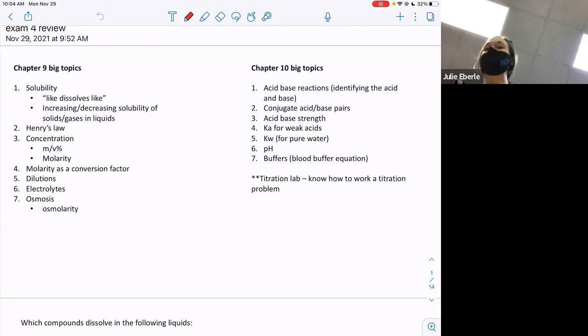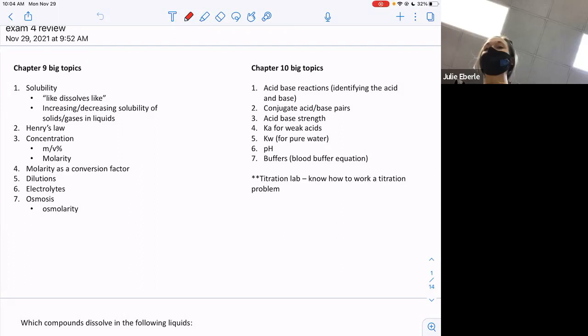Increasing and decreasing solubility. If I wanted to increase the solubility of a solid in a liquid, you increase the temperature, okay? Salt, sugar, things like that are more soluble as you increase temp. Gases become more soluble as you decrease temperature, okay? And then Henry's law, which is solubility and pressure. The more you increase pressure, the more you increase solubility of a gas in a liquid. All right, that's Henry's law.